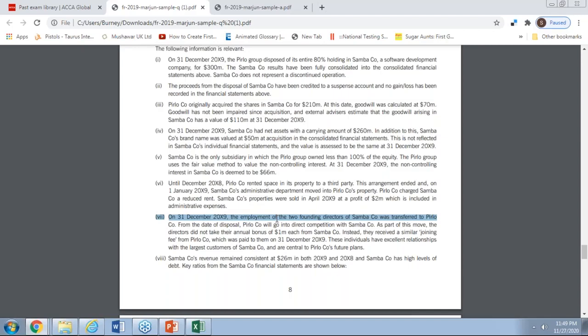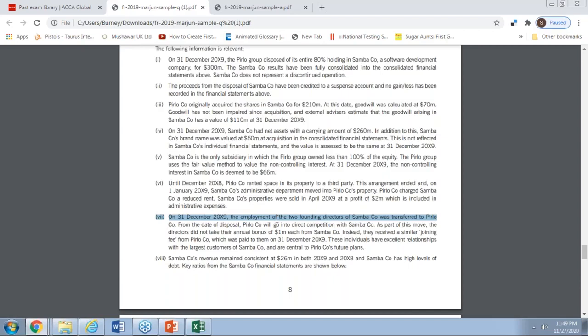These individuals have excellent relationships with the largest customers of the Samba company and are central to the Perlu company's future plans. So Perlu Group has sold the Samba company and retained its two founding directors, whom they will use for the future growth in the business.